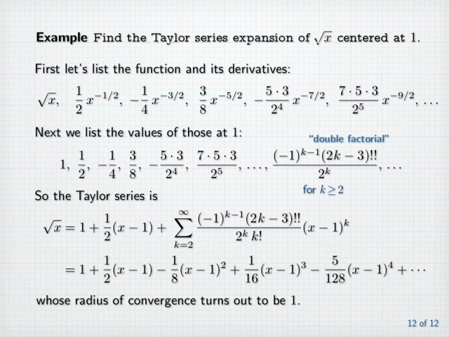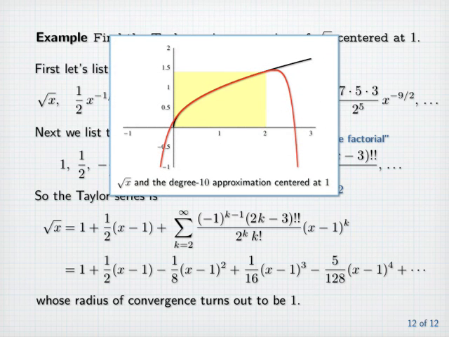Here's the graph of the square root function along with the degree 10 approximation centered at 1. Notice how the graph of the polynomial here quickly diverges away from the graph of the square root function outside of the interval from 0 to 2.